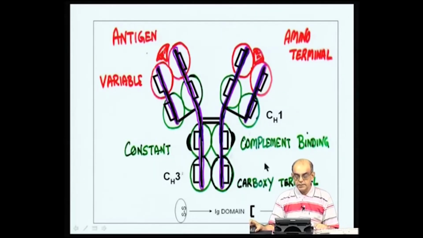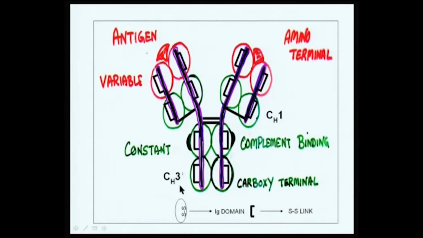So, this constant region of the antibody molecule is also called the Fc, which imparts the functional properties to this antibody molecule. For example, some of the things that are going to be relevant later on is the complement binding portion of the antibody molecule, and that is also the Fc portion, as I just said.